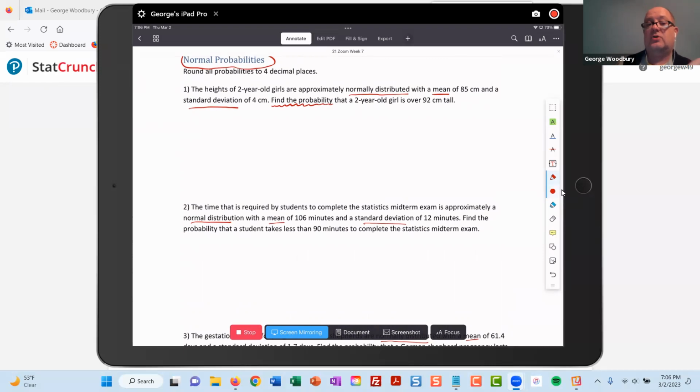When we get to the next page, the reverse normals, it's not going to say to find the probability that a girl is over 92 centimeters tall. It's going to say what height separates the top 5% or the bottom 8% from the rest. So those reverse ones are going to be looking for a value, like a height, like a time on the exam, like the length of time for the gestation period. It's not going to ask for a probability. It's really going to give you a probability and ask you for the value that goes with it.